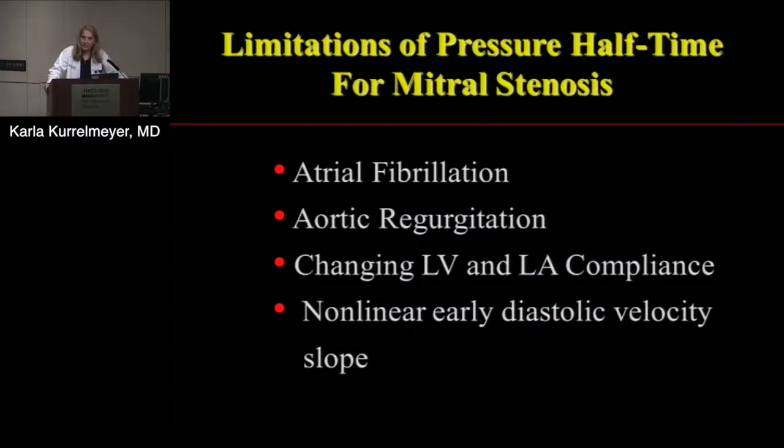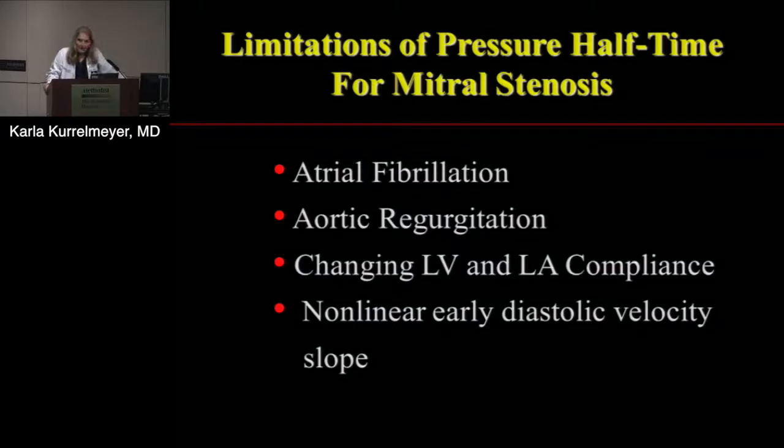Aortic regurgitation, I think this only makes sense. Aortic regurgitation is going to increase your left ventricular end diastolic pressure. If that left ventricular end diastolic pressure is high, then the time that it takes for your left atrial pressure to equalize with your left ventricular end diastolic pressure is going to be much shorter. If you shorten that number based on that equation, it's going to overestimate your mitral valve area.